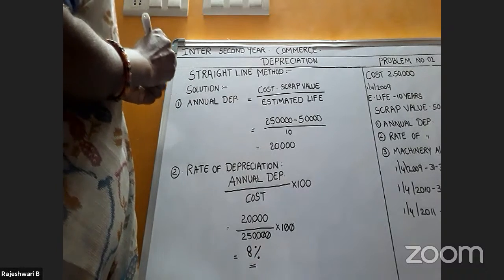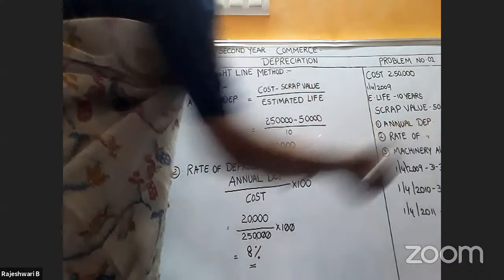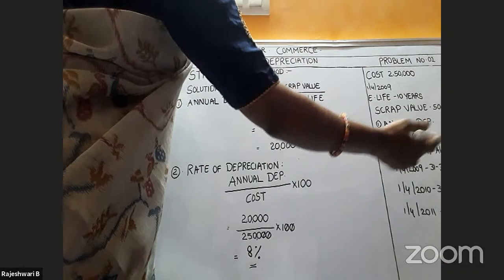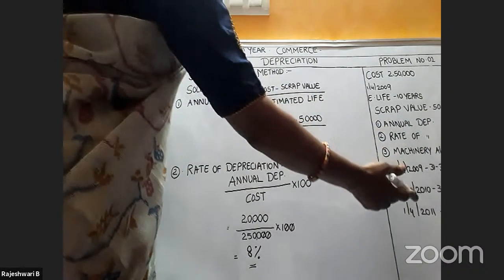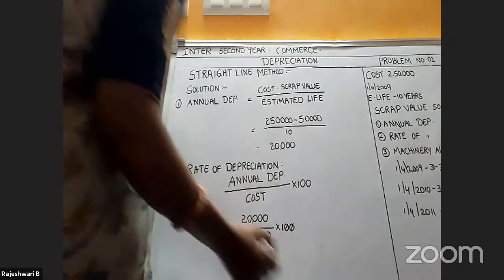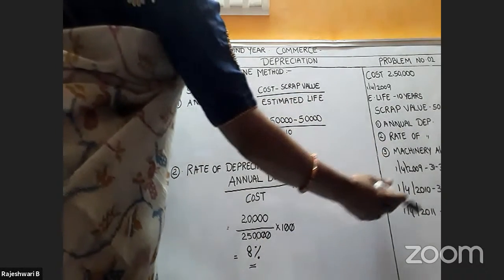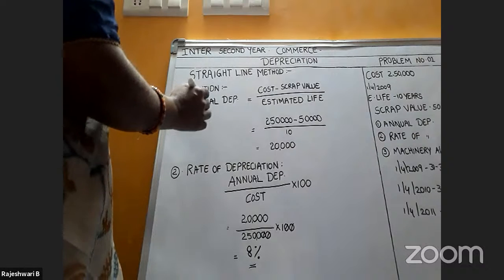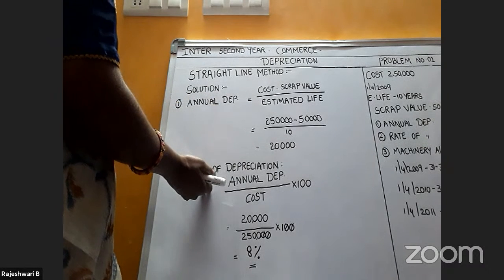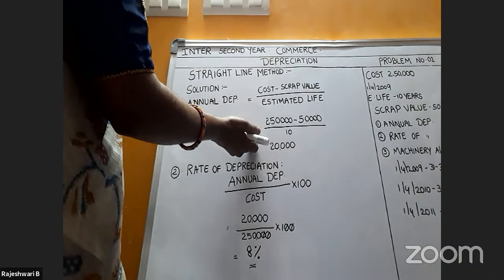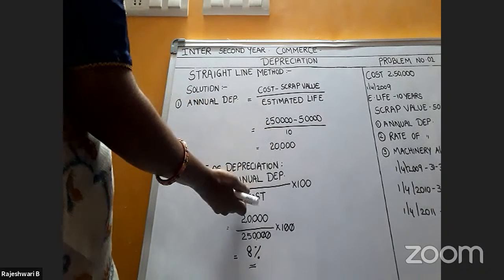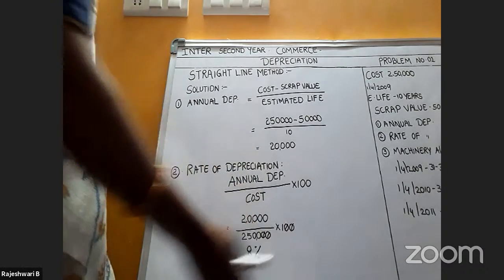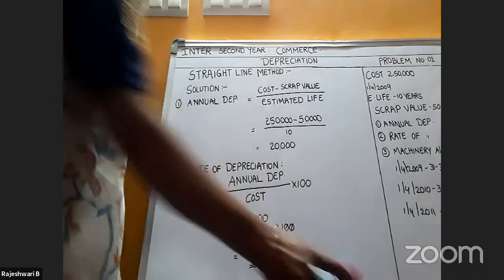Third one is we have to find out the machine account for 3 years. 3 years means first 1/4/2009 to 31/3/2010, and next 1/4/2010 to 31/3/2011, and the last third year 1/4/2011 to 31/3/2012. This is annual depreciation. This is rate of depreciation. Annual depreciation is 20,000. With this 20,000, we are substituting in the formula. We can get 8% as the rate of depreciation.